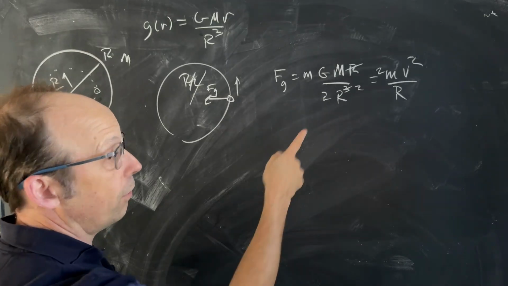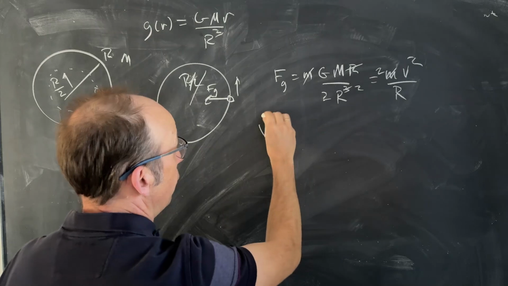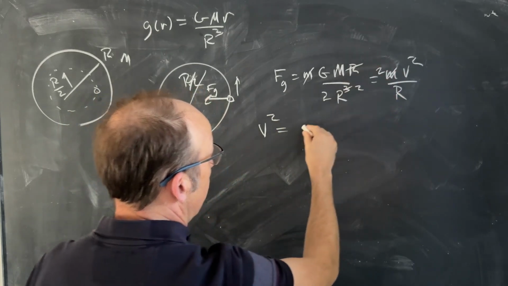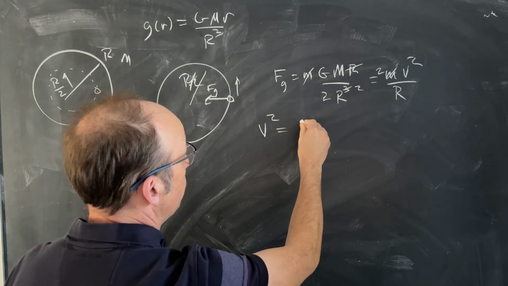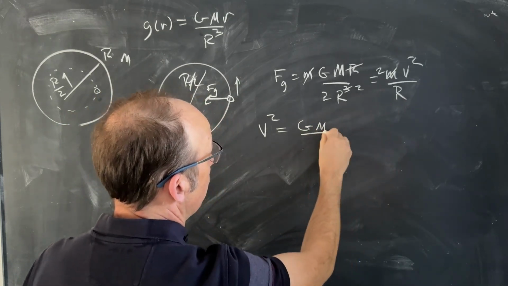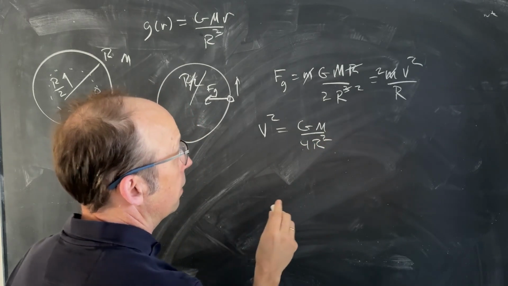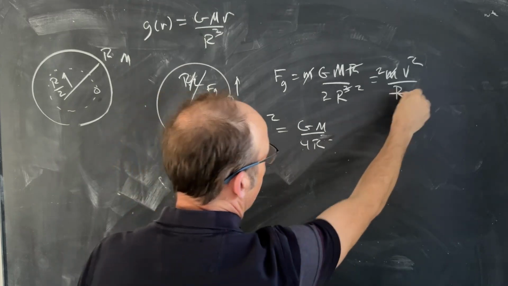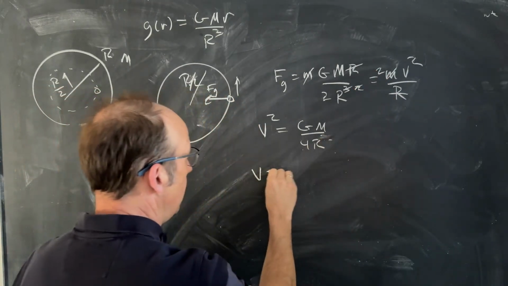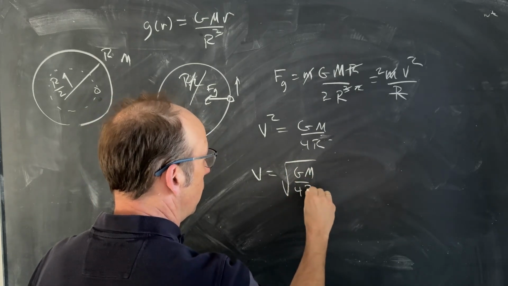And now I want to solve for v. So solving for v, the mass cancels. I'm going to divide both sides by 2. So I get v squared equals g m over 4 r squared. No, wait, over R, because that r is going to cancel with the other one. And so now I can calculate v. It's just going to be the square root of g m over 4R.